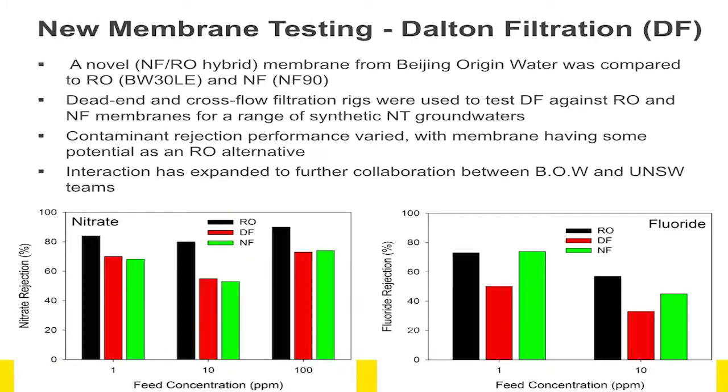As I mentioned, Beijing Origin Water was our major funding partner on the project, and they wanted out of us some information about a new membrane that they developed as a way of point-of-use treatment for brackish waters. So it's certainly applicable to many Australian scenarios. And they were hoping it was going to sit somewhere in between RO and NF. And so we ran it through a series of filtration exercises, cross-flow, dead-end filtration, and compared it to well-established, well-characterised RO and NF membranes. It behaved like an NF membrane with regards to nitrate retention, and even more poorly when it came to fluoride rejection.